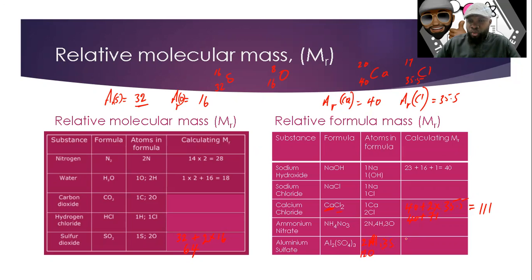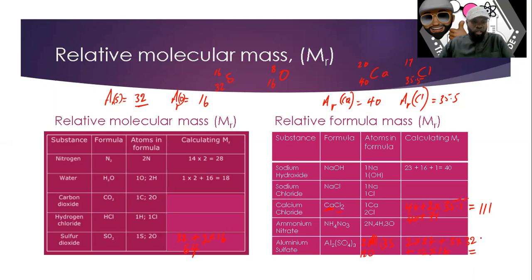So it will be 2 times 27 for aluminium. The Ar value for aluminium is 27, so 2 times 27 because we've got 2 aluminiums, plus 3 times 32 because sulfur is 32 and we've got 3 sulfurs, plus 12 times 16 because we've got 12 oxygens and the relative atomic mass of oxygen is 16. So someone do the math there.